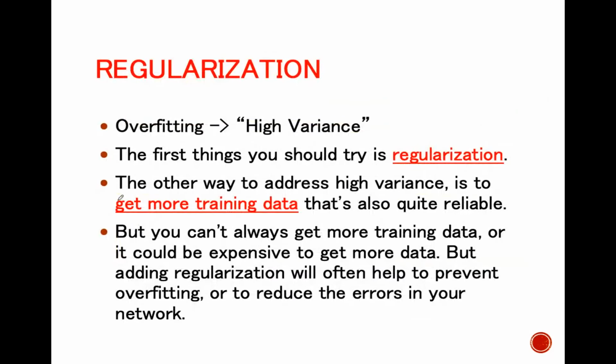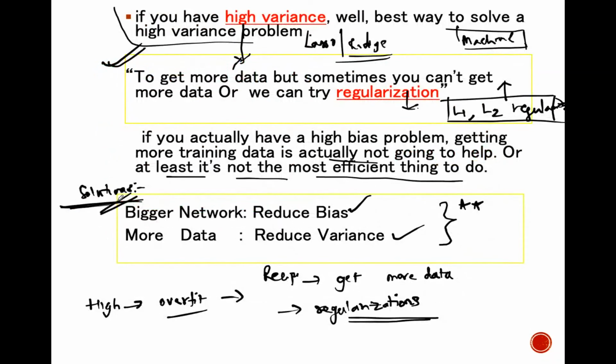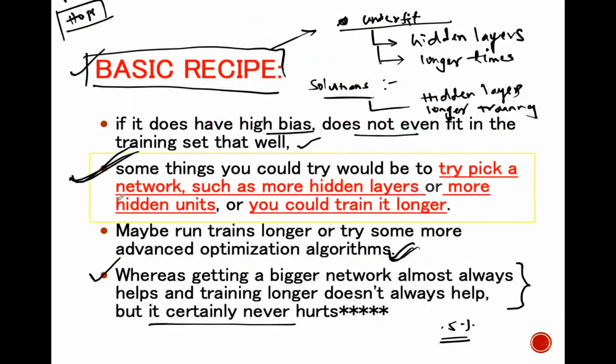So what to do in case of high bias, sir? Can you please explain? In case of high bias, what is the solution? This was the solution, right? Try to pick a network which has more hidden layers. Okay, got it.